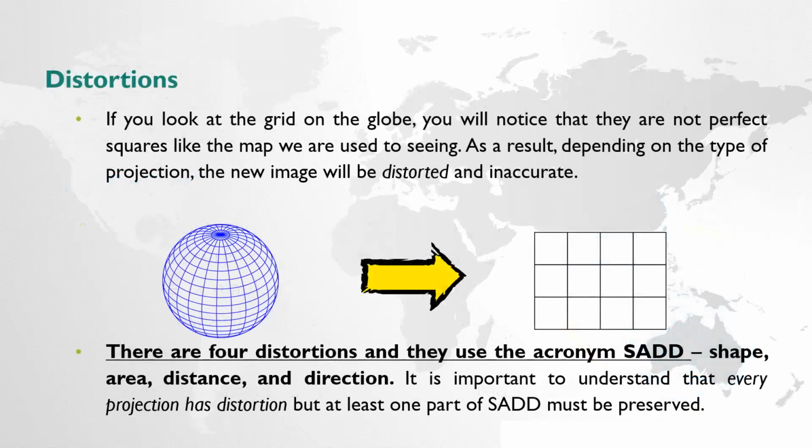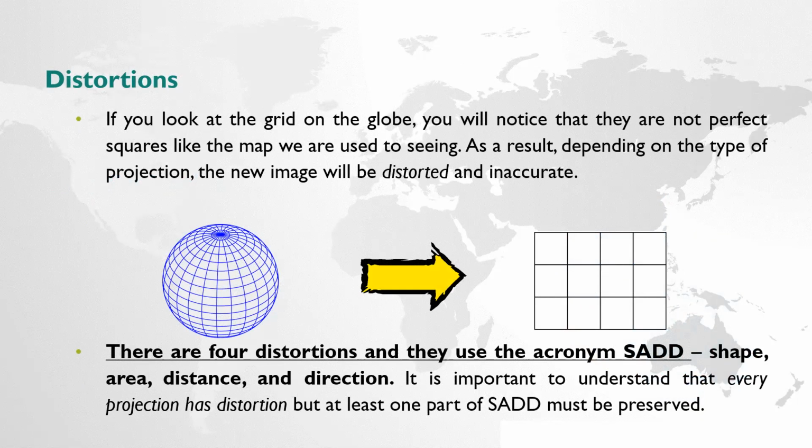Therefore every map projection, every 2D map that we see, is going to have a distortion. Looking at this little diagram of the globe turned into a grid, you'll notice that the globe is not all perfect squares like we're used to seeing on a map. Depending on the type of projection, there'll be a certain distortion. All map projections are going to have one of these four distortions.